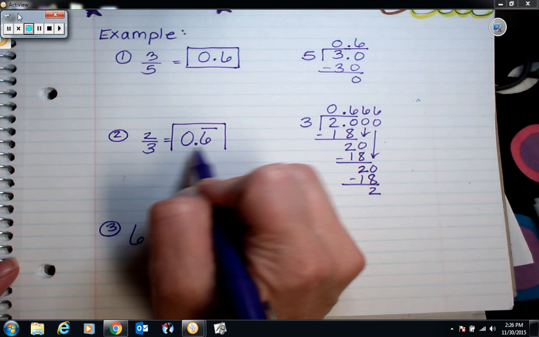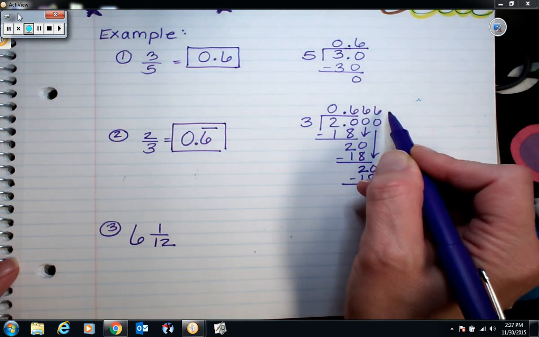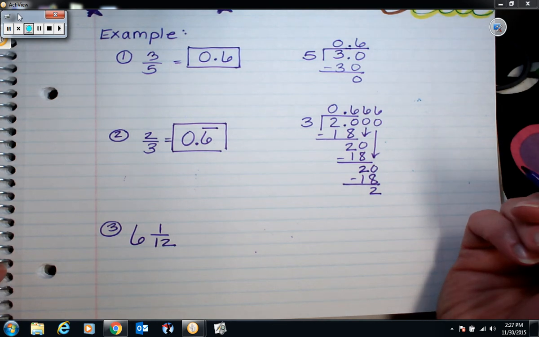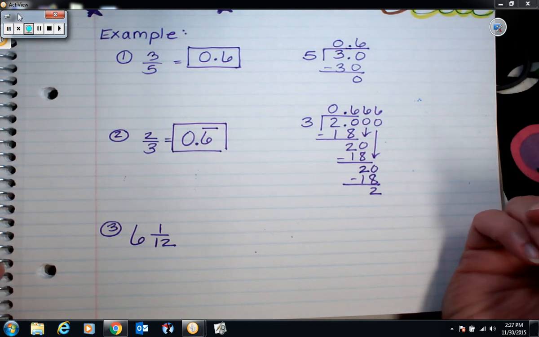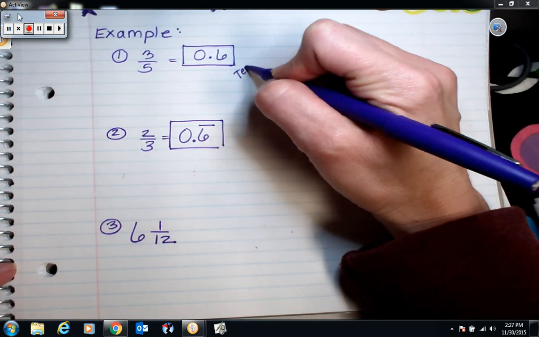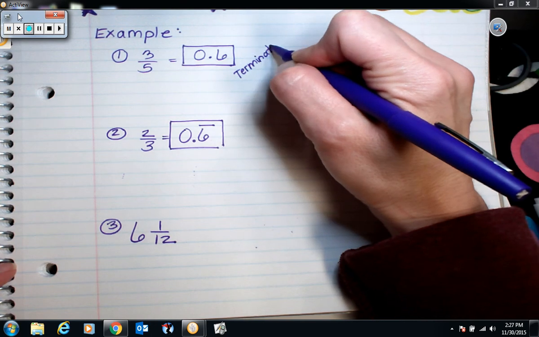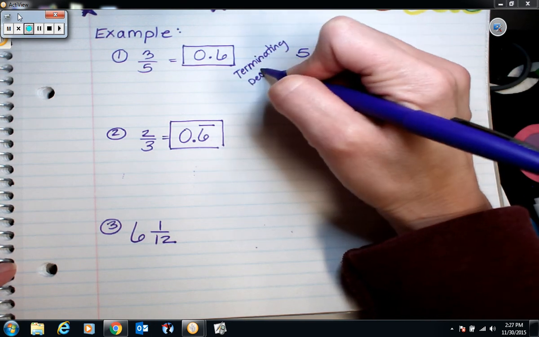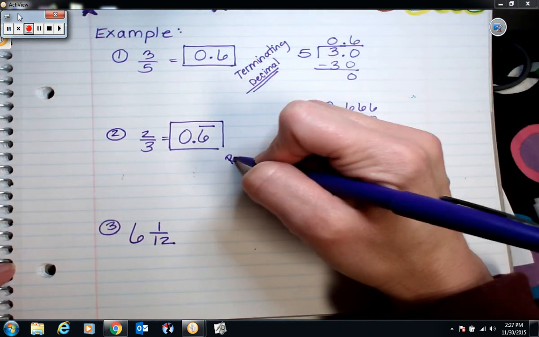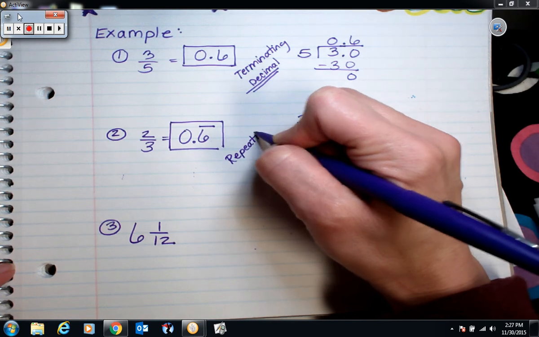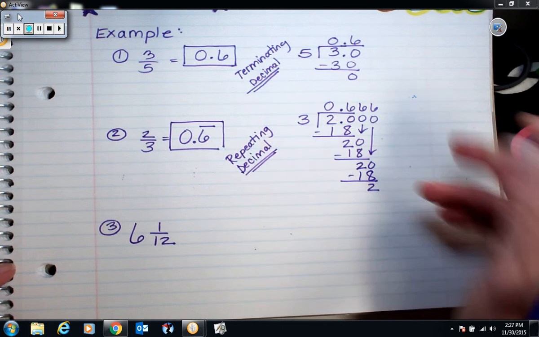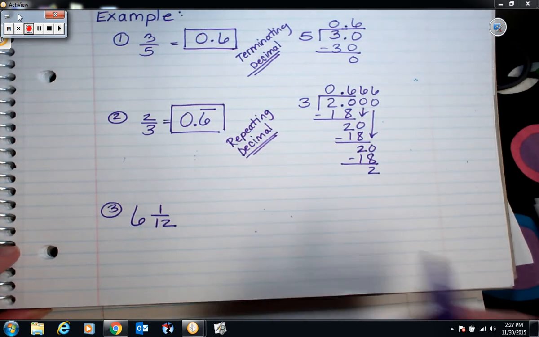Now, if you would have put 0.666 as your answer, I would also consider that a good answer. But if you notice that it repeats, use that repeating bar. So remember, we call this decimal up here, 0.6, a terminating decimal because it has a stopping point. We call this 0.6 repeating a repeating decimal because it doesn't stop. And let's do the last one. This last one has a whole number 6.